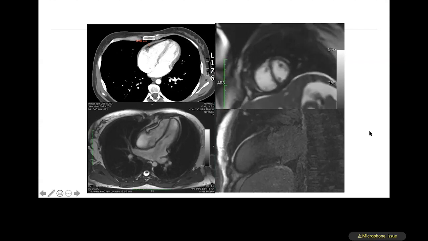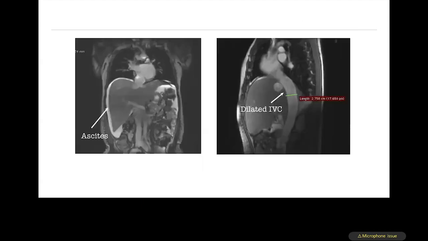This patient, of course, after a period of time, continued to stay in features of constrictive physiology with elevated filling pressure. Finally, the patient was brought back after several months, and pericardiectomy was done. You can see here the features of elevated filling pressure: ascites, and an engorged IVC is seen here.